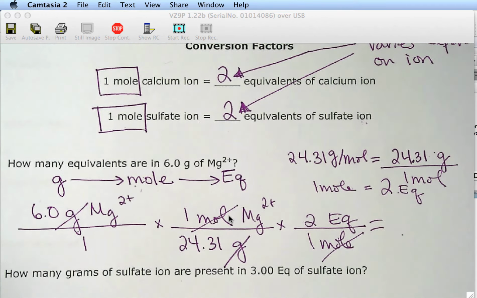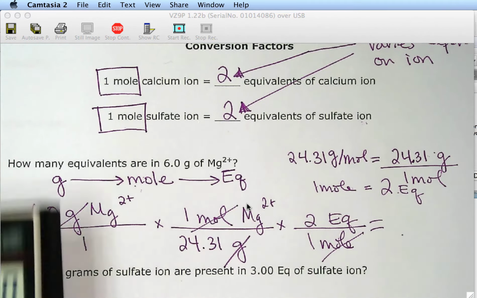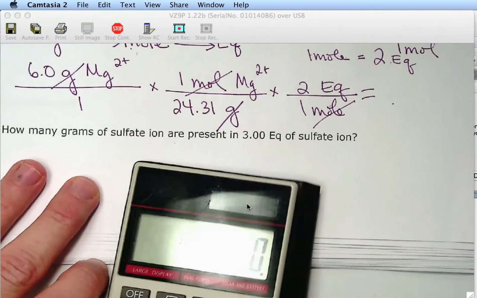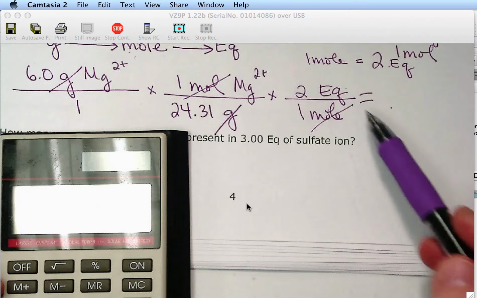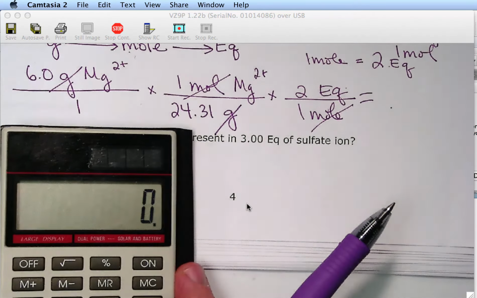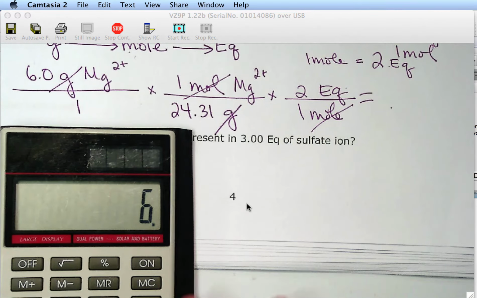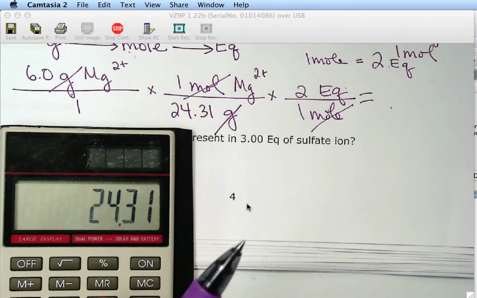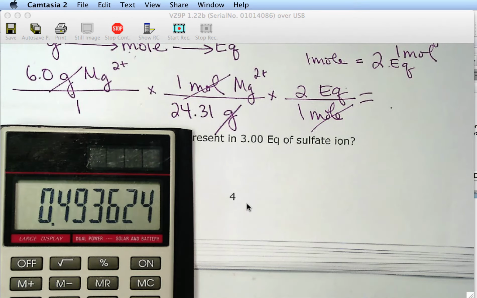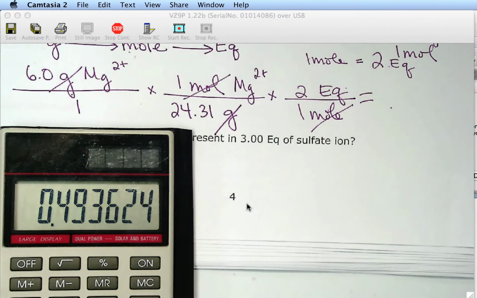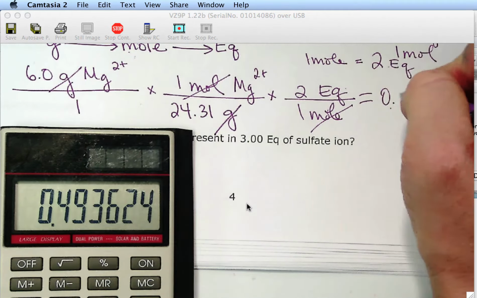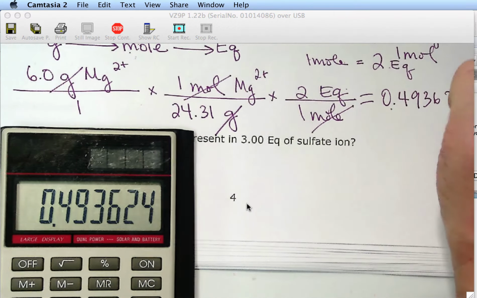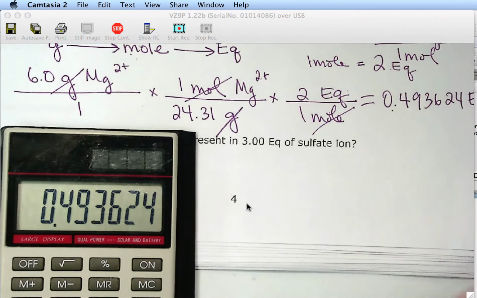So yeah, get your calculators out. Remember, when you're carrying out conversion problems, you multiply across on the top and then you divide on the bottom. So 6 divided by 24.31 times 2 gives you how many equivalents you would have. So I get 0.493624 equivalents.